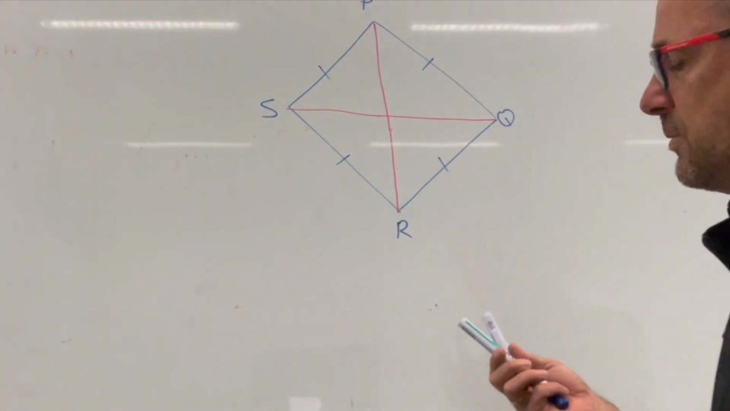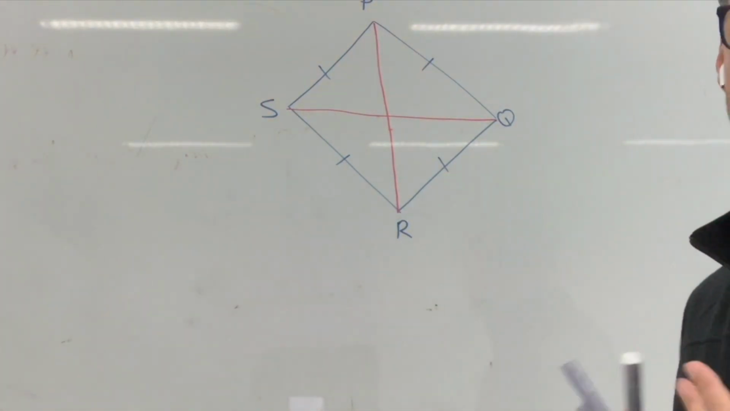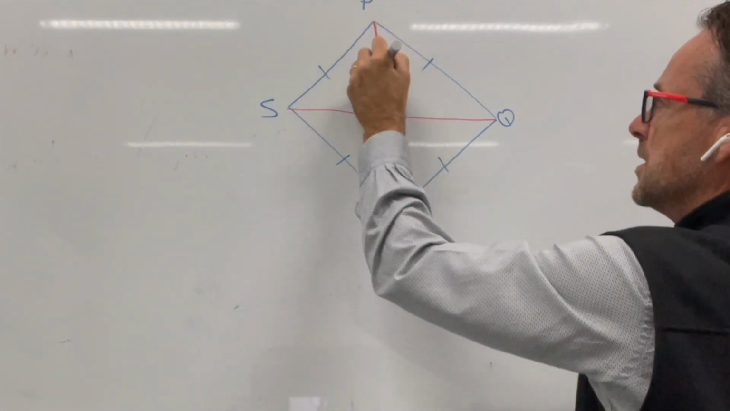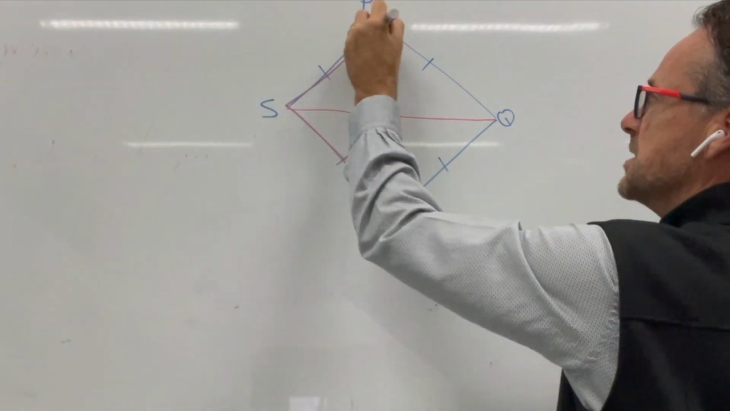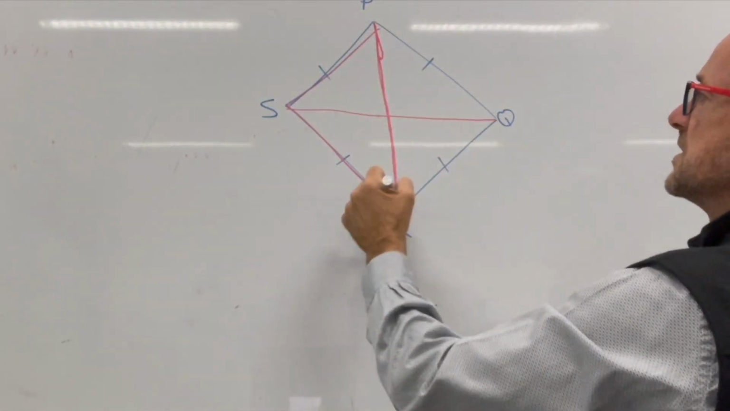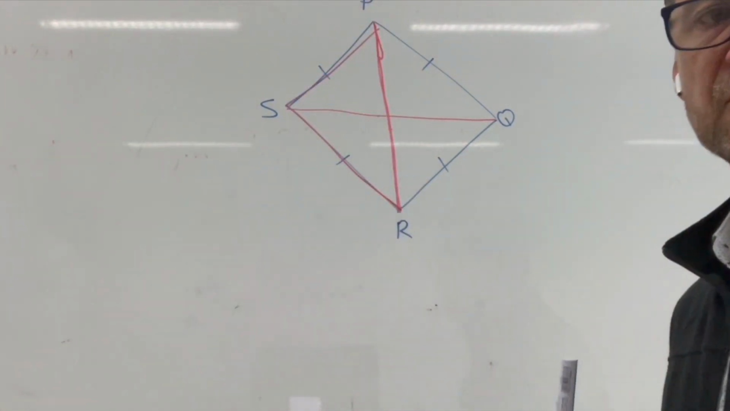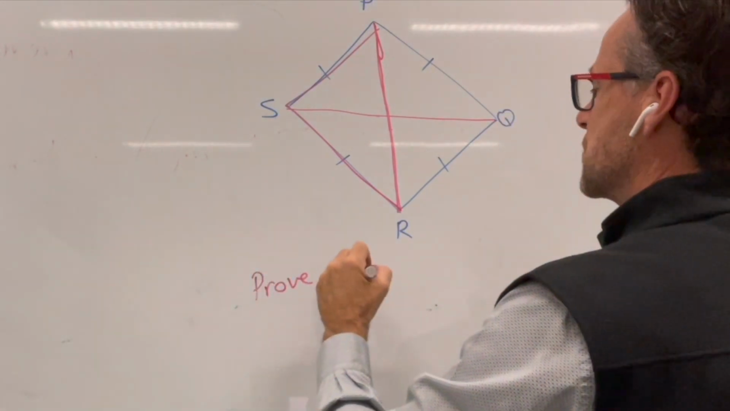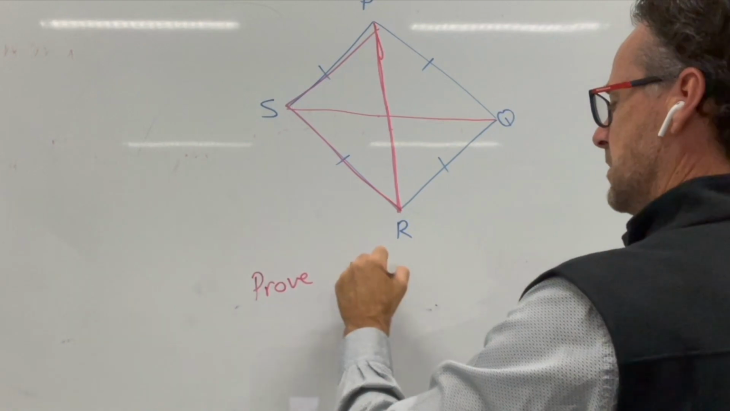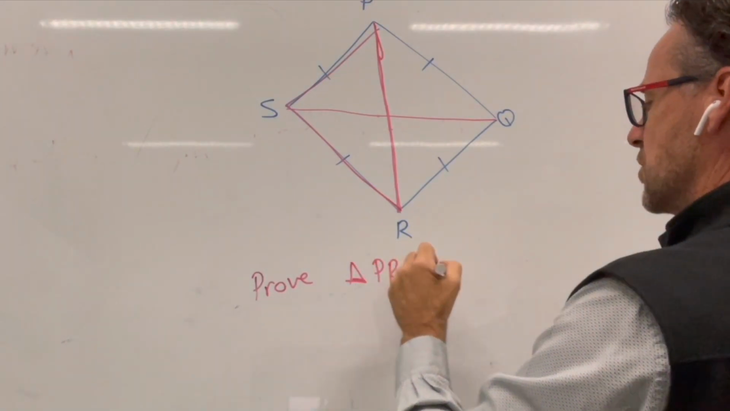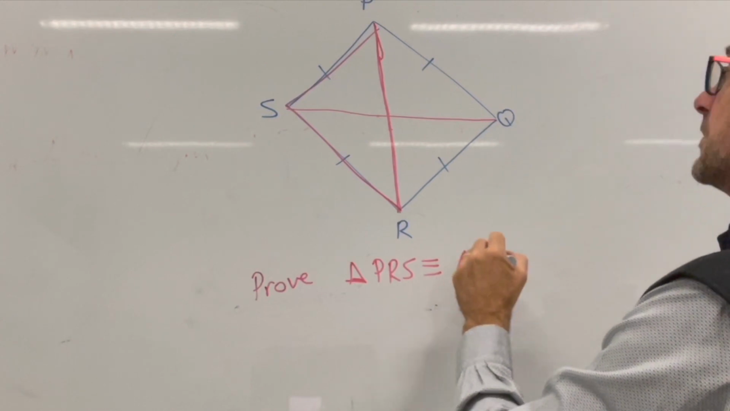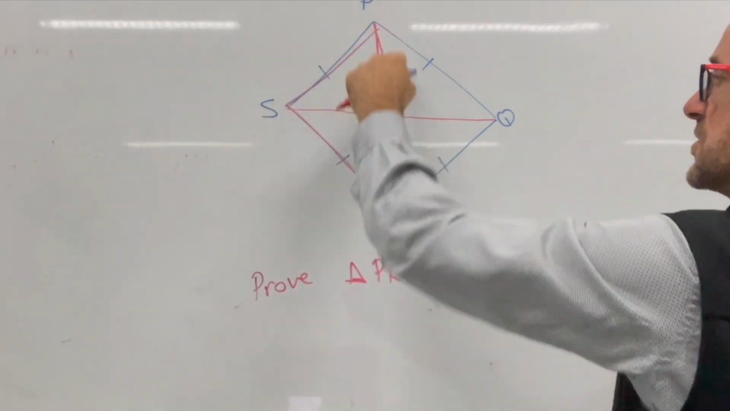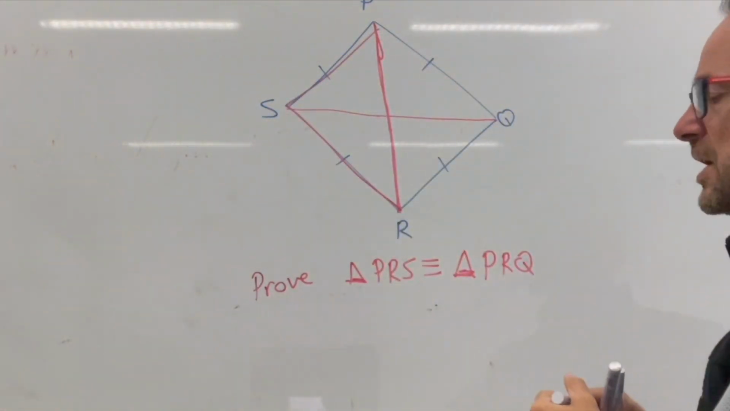Okay, so when we look at the diagram, what we can see here is actually different types of triangles. So we've got these large triangles like this, P to R to S to P, that large triangle, and you've got the same on this side. But then you've got these four smaller triangles. So the first thing we're going to do is try and prove that the triangle PRS is congruent to the triangle PRQ. Okay, so PRS, so this triangle here, and PRQ. So that's the first one we're going to try and prove.